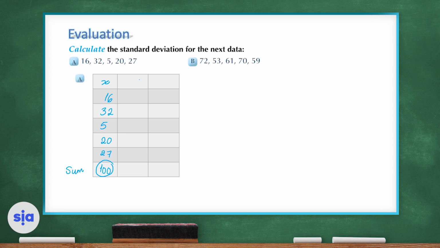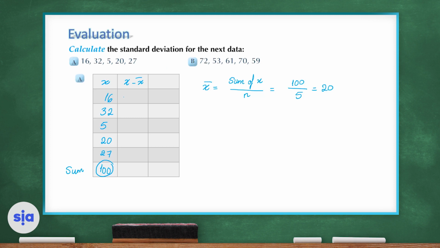The second column is x minus x bar. What is x bar? X bar is the mean. So we need to find x bar, or the mean, first. How to find the mean? It's the sum of the values of x over how many they are. So it's 100 over 5, which is 20.